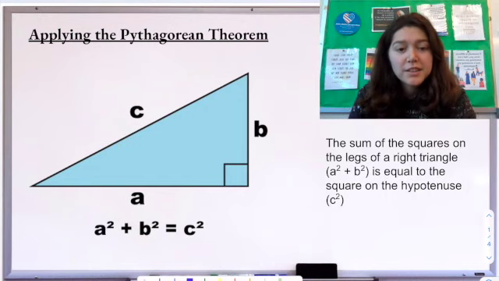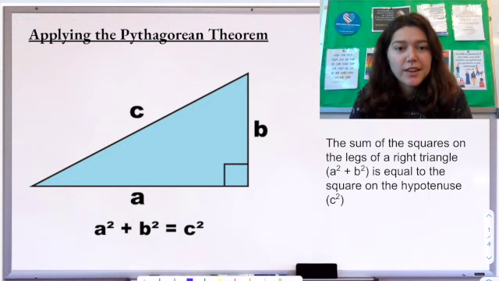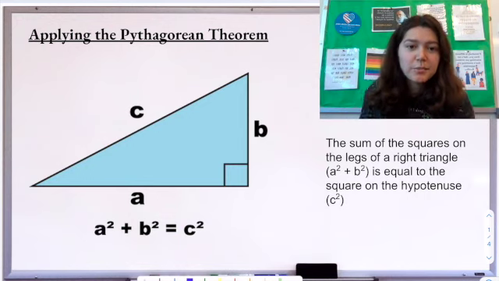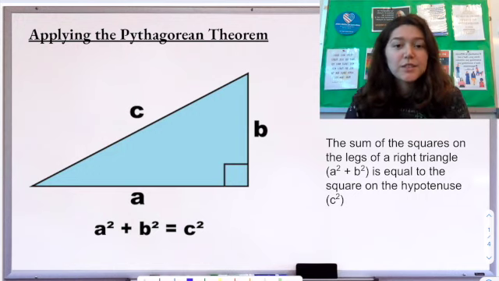Everyone, and welcome to today's video on applying the Pythagorean Theorem. So we've already proved why the Pythagorean Theorem works, and we've had a little bit of practice using it just to find the missing lengths of triangles. Today we're going to see some examples of when it's useful in the world.